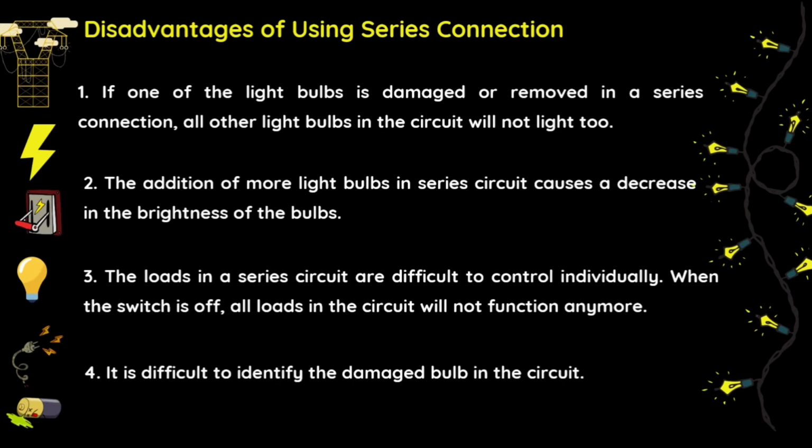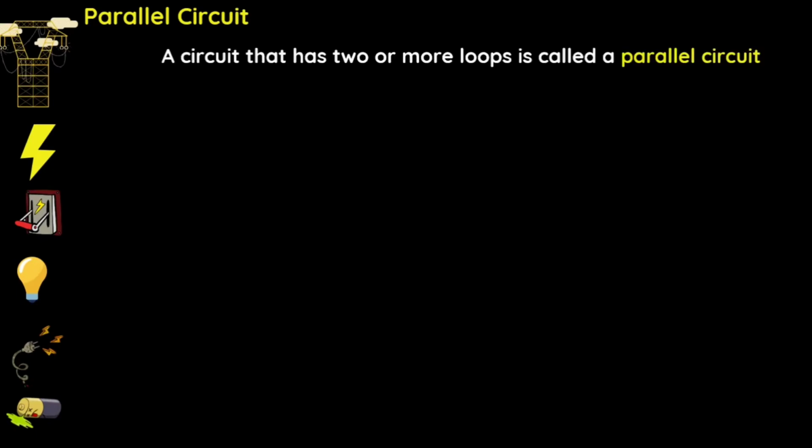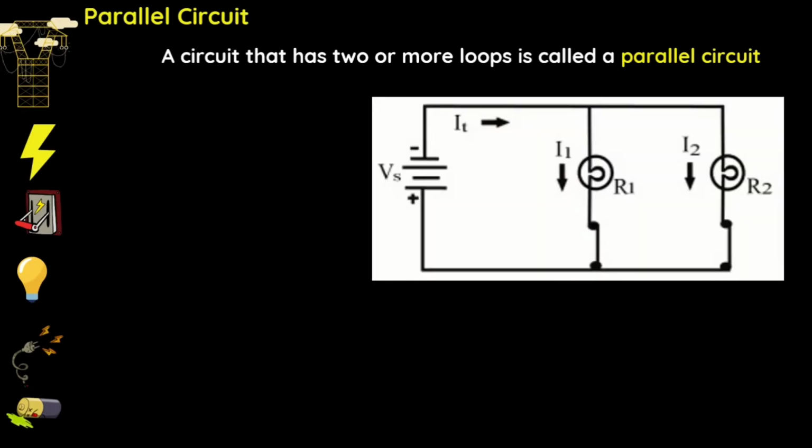Number 4, I have already mentioned this one. It is difficult to identify the damaged bulb in the circuit. For the second type of electric circuit, we have the parallel circuit. A circuit that has two or more loops is called a parallel circuit.